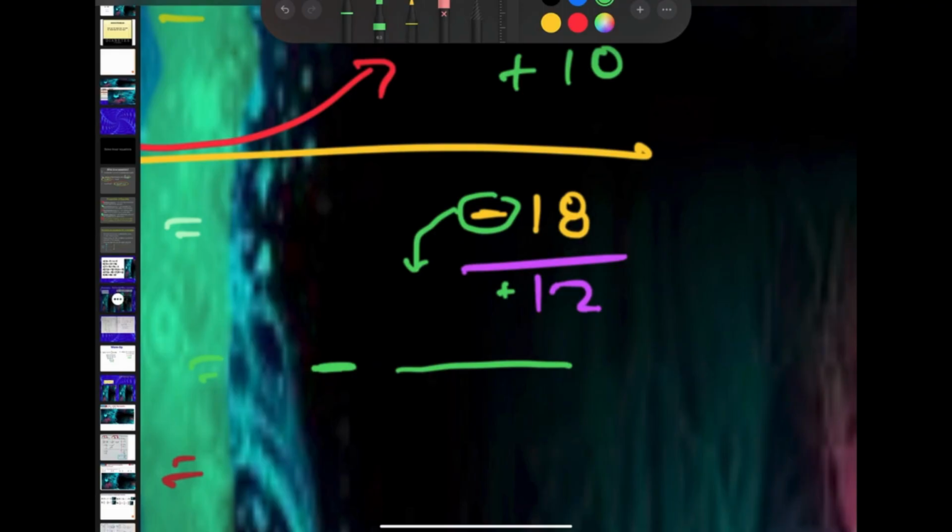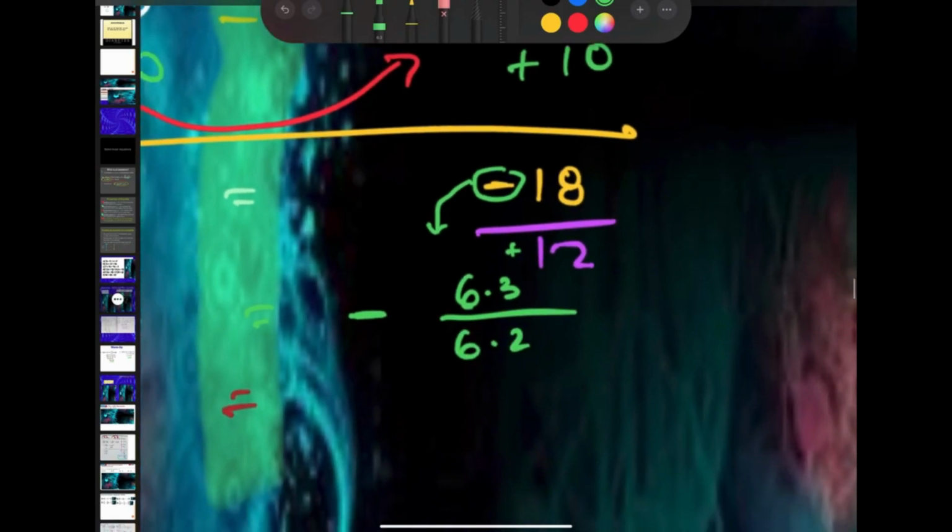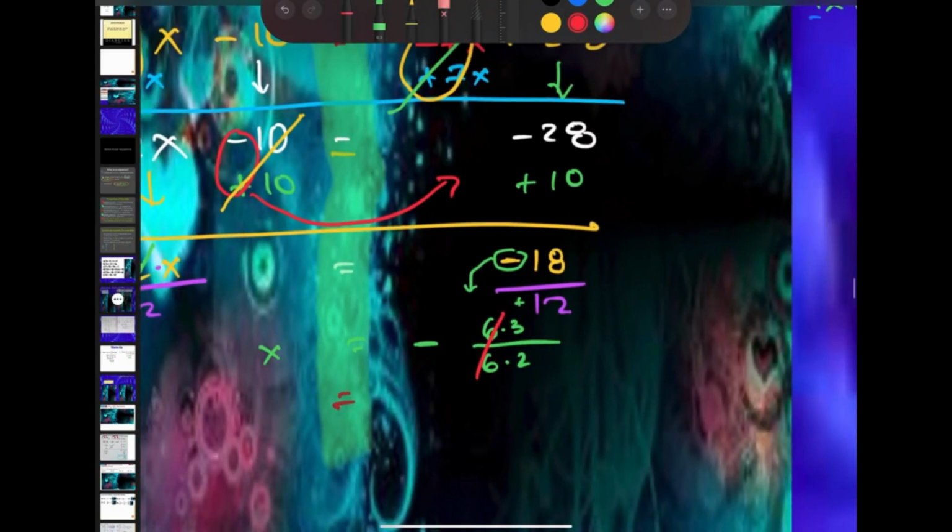Class, what are the factors of 18? Numbers that multiply to be 18. 1 and 18, 2 and 9, and 6 and 3. What are the factors of 12? 6 and 2, or 3 and 4. But I chose 6, so I can do this. I'm reducing the fraction. So my answer is x equals negative 3/2.